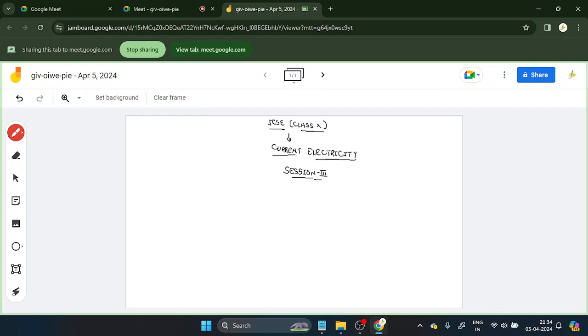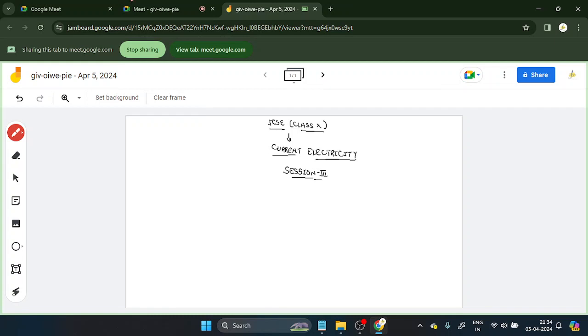We actually discussed Ohm's law, which said that if the physical conditions like temperature, pressure, etc. of a conductor remain constant, then the current flowing across the conductor is directly proportional to the potential difference applied across the ends of the conductor.